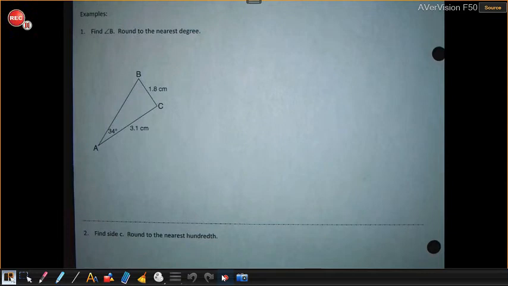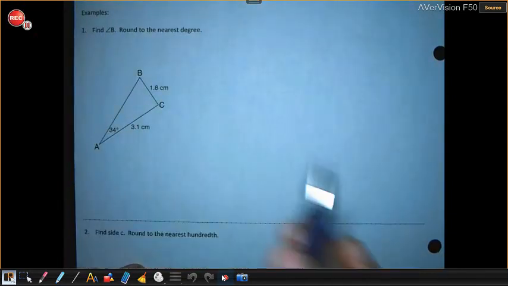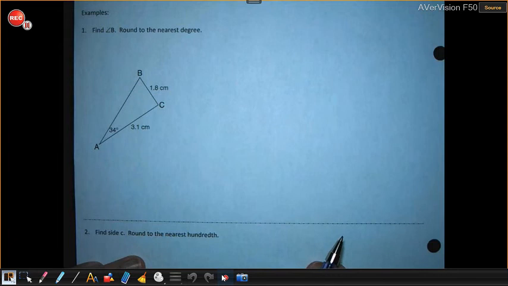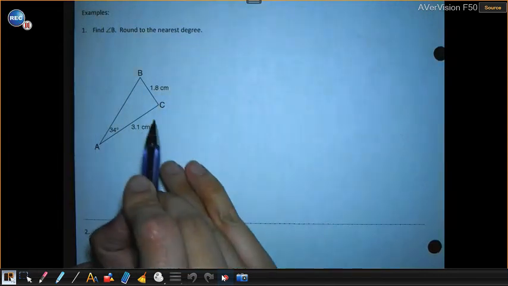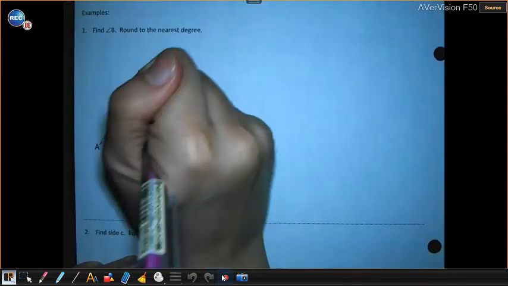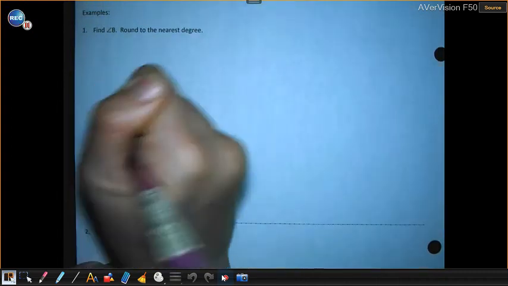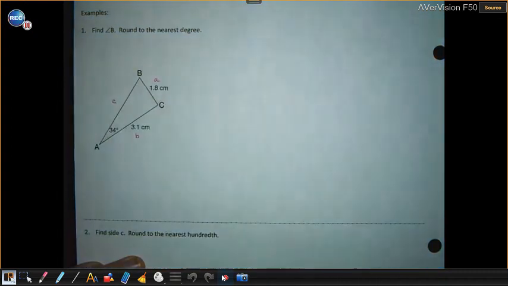So here with the first example, we're finding angle B, and we have to round to the nearest degree. So we have triangle ABC. What I'm going to do first is label the sides. We have side a, side b, side c. Again, we label the sides depending on what its opposite angle is. The side will always be the same letter as its opposite angle.